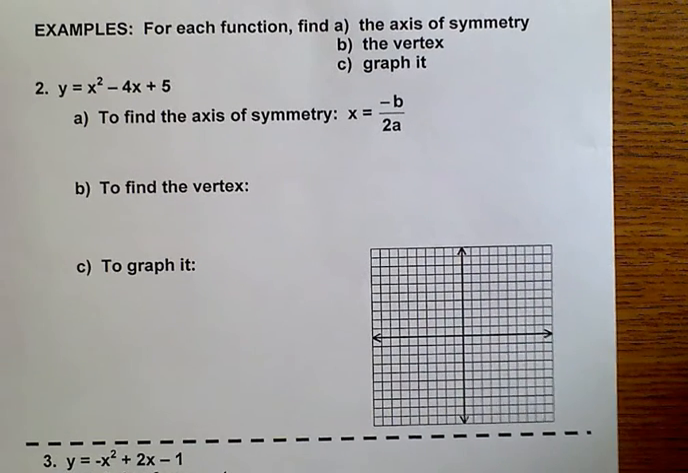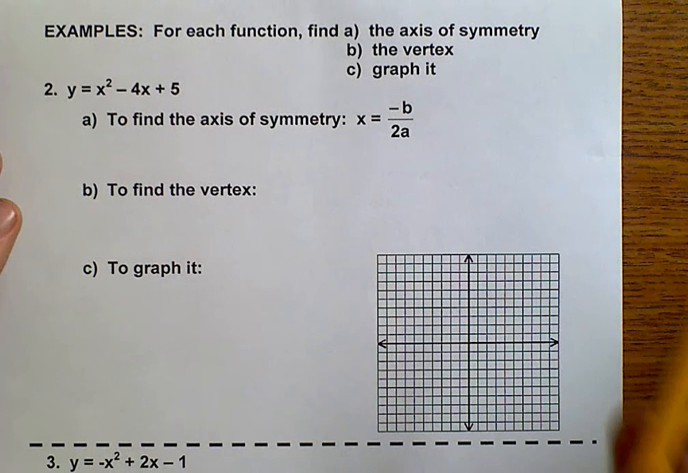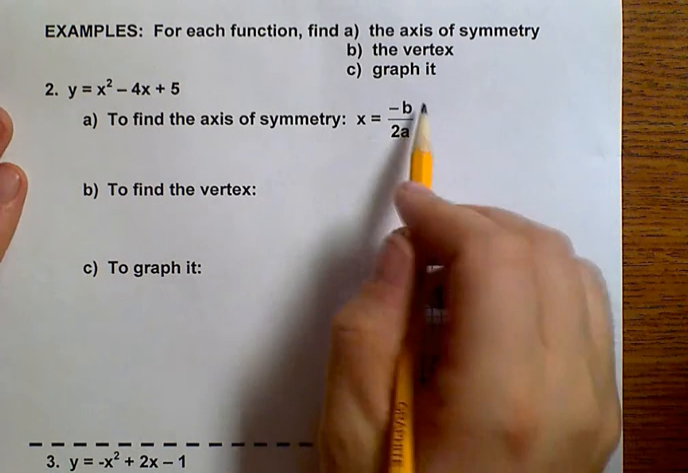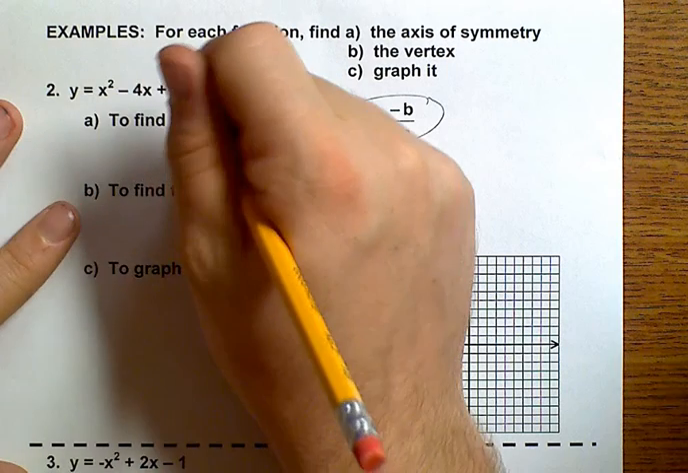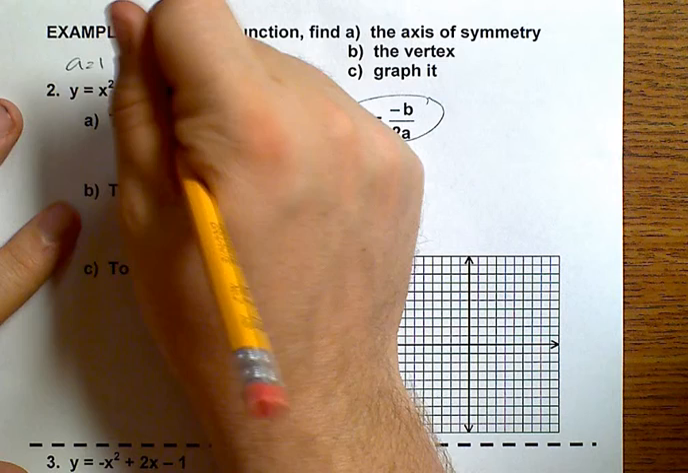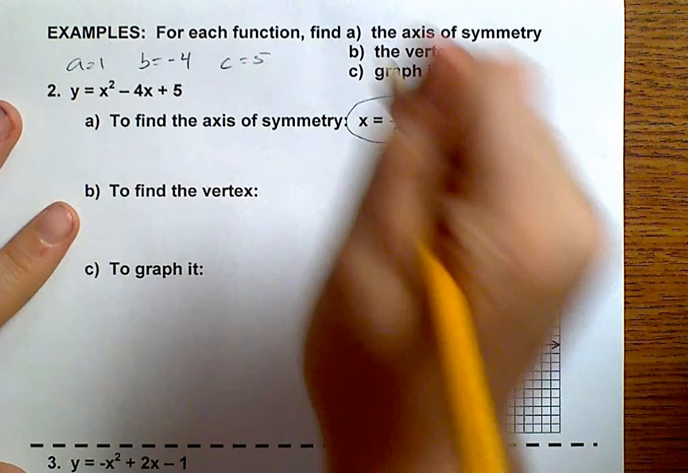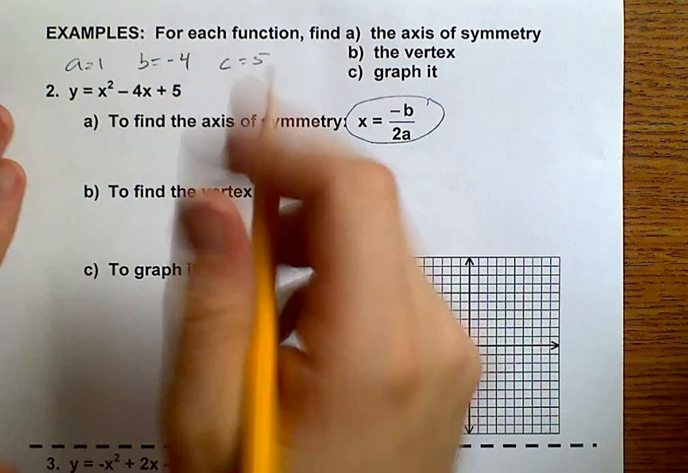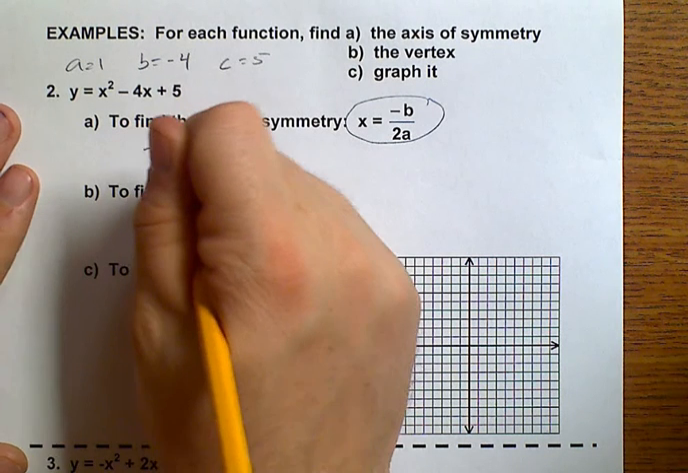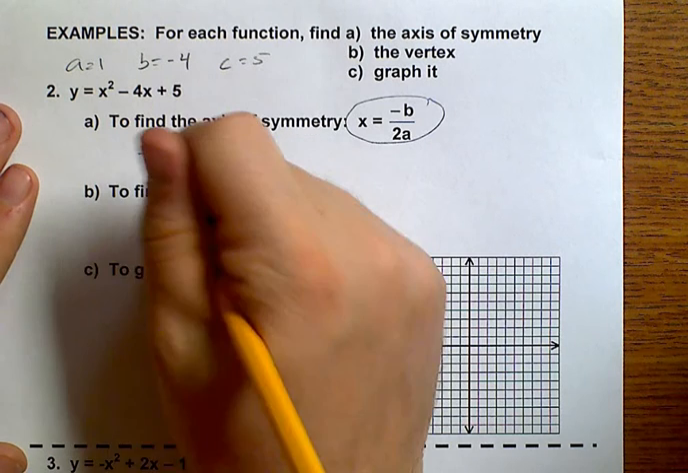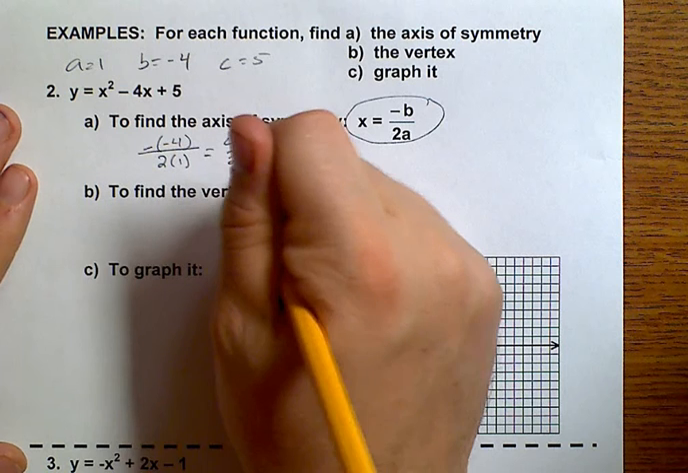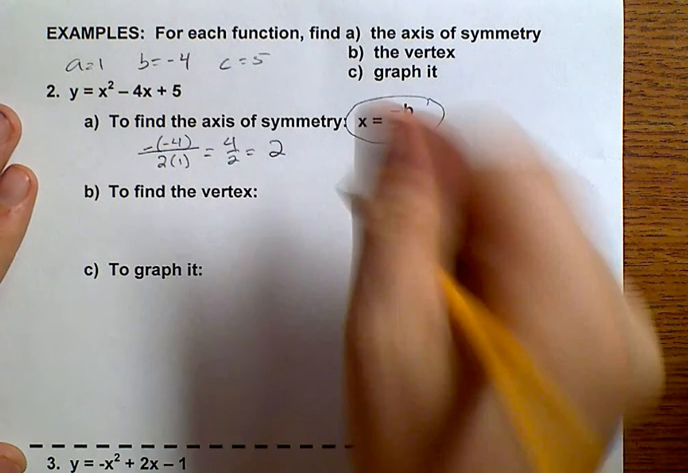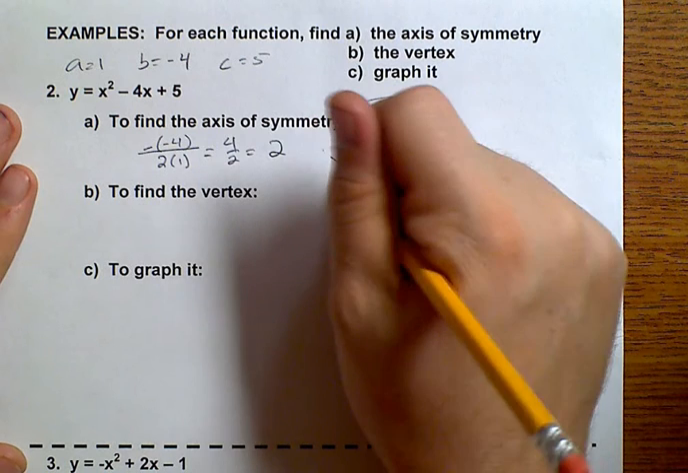So for each of these functions, we want to find the axis of symmetry, the vertex, and to graph it. Now, we can find the axis of symmetry using this formula right here. Remember A, B, and C? Well, here, A equals 1, B is -4, and C is 5. So our axis of symmetry would be negative -4 over 2 times 1, which is 4 over 2, which is 2. So axis of symmetry would be x equals 2.